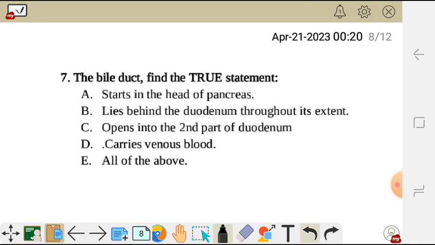Question 7, the bile duct, find the true statement. A, starts in the head of the pancreas. B, lies behind the duodenum throughout its extent. C, opens into the second part of the duodenum. D, carries venous blood. E, all of the above. So for question 7, the true statement here is that the bile duct opens into the second part of the duodenum, which is C for question 7.